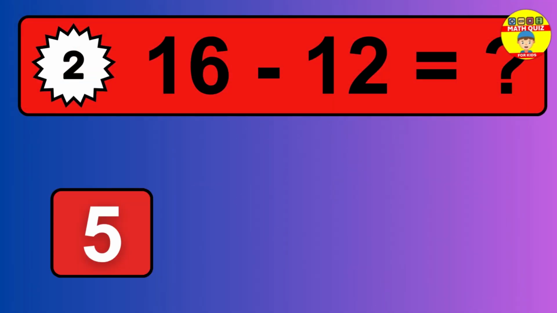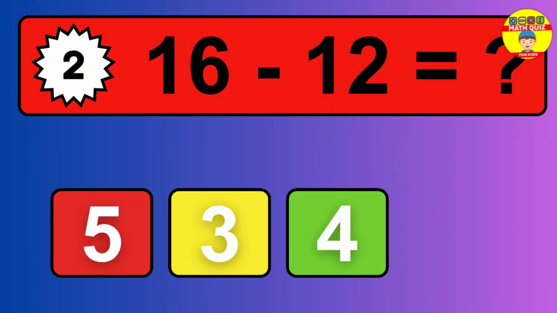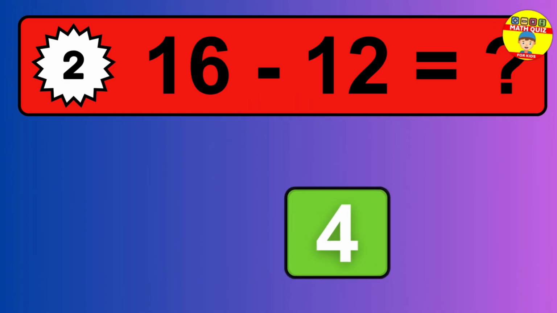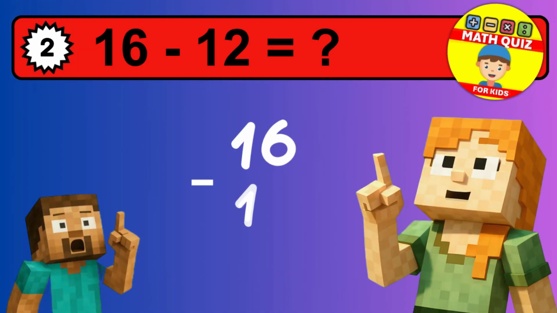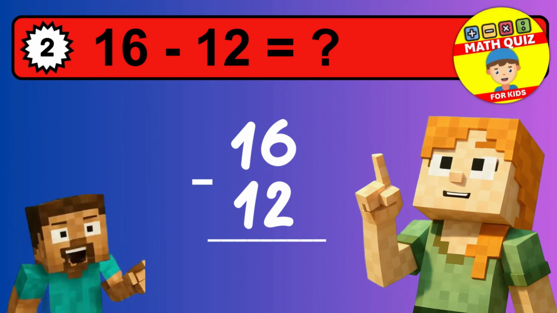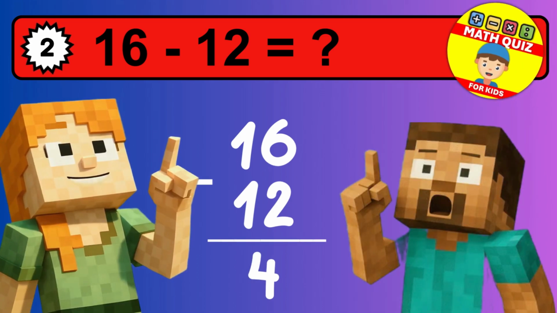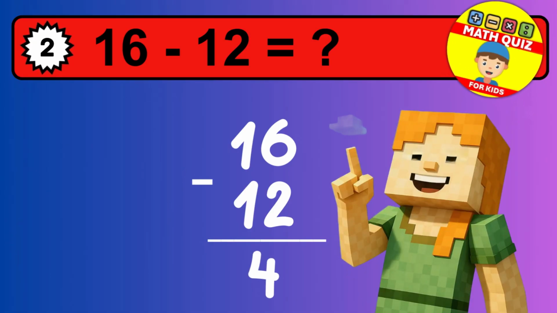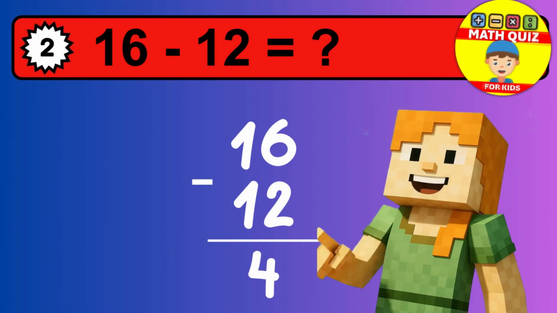What is 16 minus 12? Time to think. Let's solve this step by step. We start with the units. 6 minus 2 is 4. Then we go to the tens. 1 minus 1 is 0. The final answer is 4.